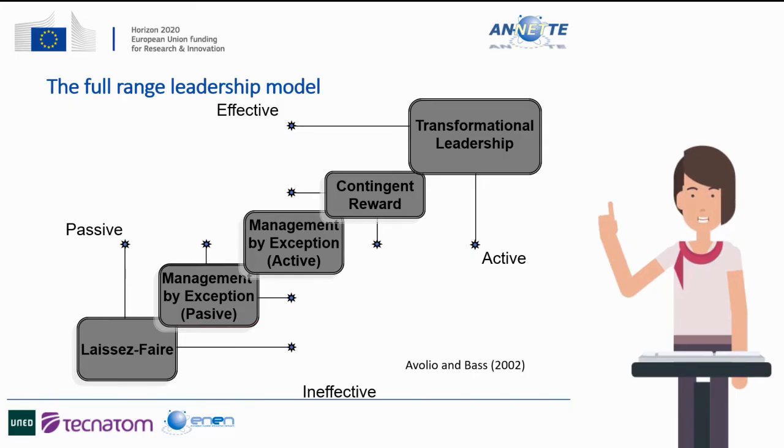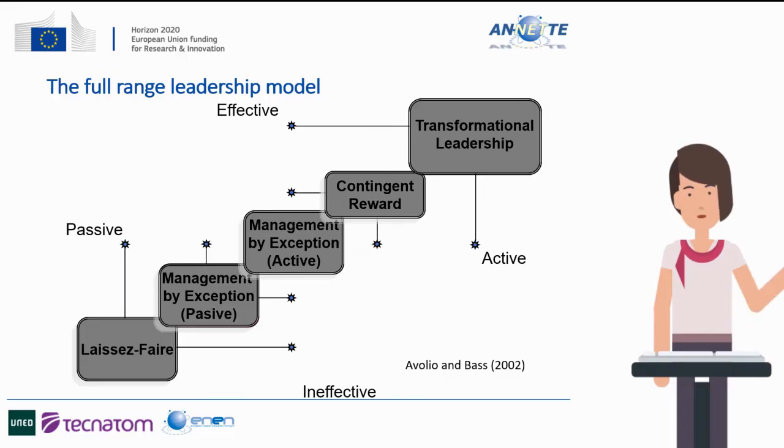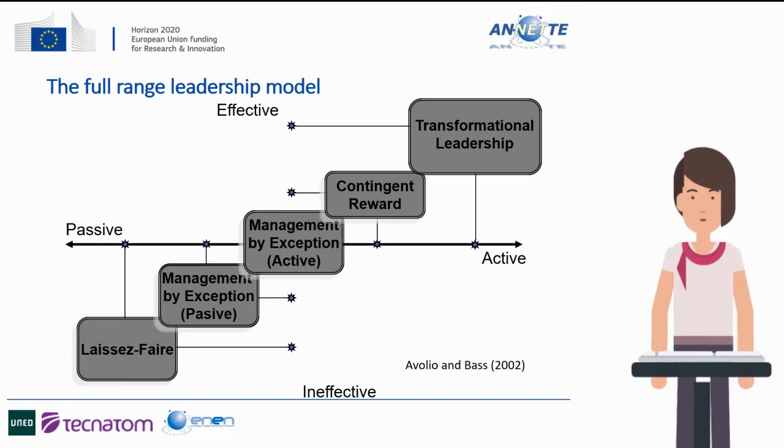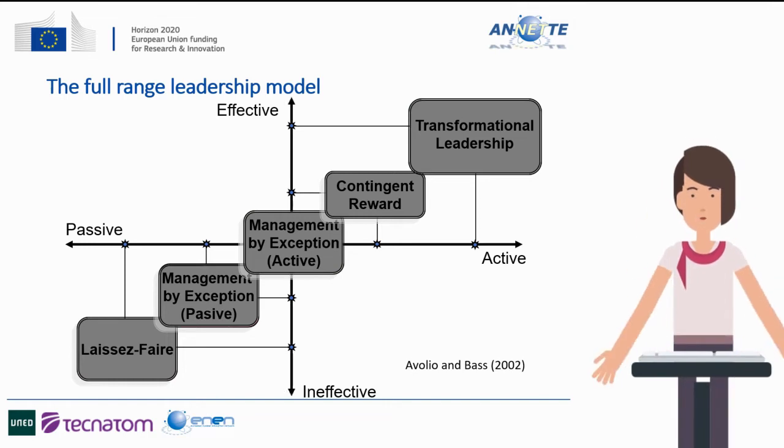Avolio and Bass developed what they call the full-range leadership model, organized around two different dimensions. One is the degree of activity. Basically, this axis measures the level of engagement of leaders, including their involvement in the leadership. The second dimension is the effectiveness axis.